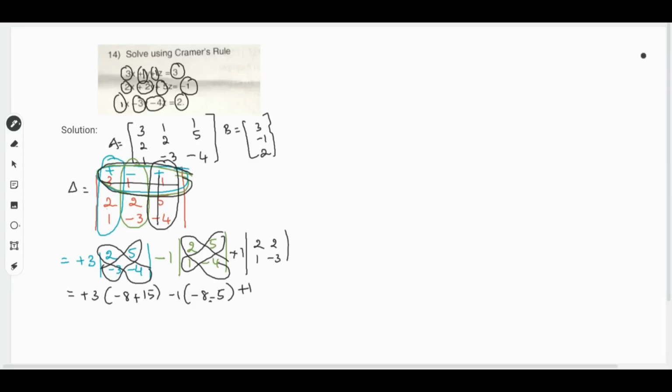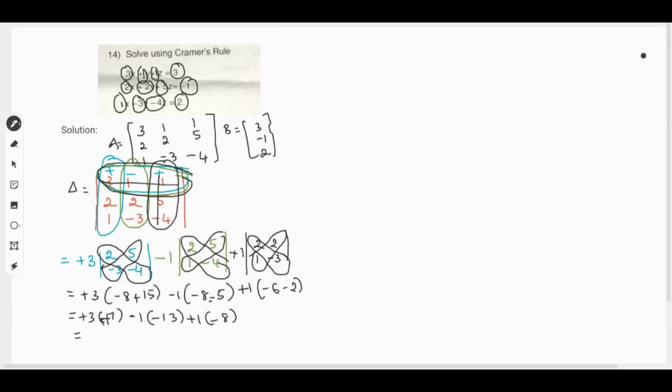Then next one, plus 1 into 2 into minus 3 is minus 6. 2 3s are 6. Minus of 2 1s are 2. So if you simplify, we get plus 3 into plus 15 minus 8 is 7. Then bigger number sign is plus, so it will be plus 7. Then it is minus 1, minus 8 minus 5 will be minus 13. Then plus 1, minus 6 minus 2 will be minus 8.